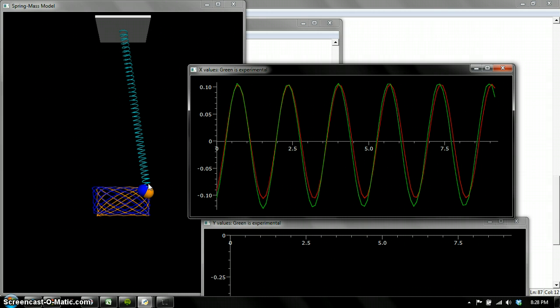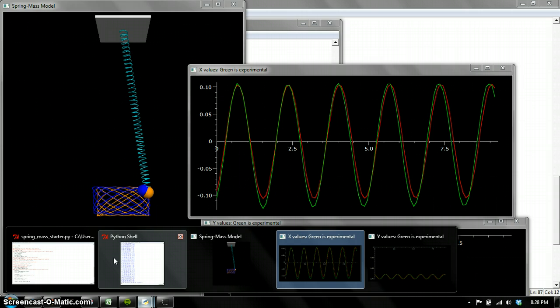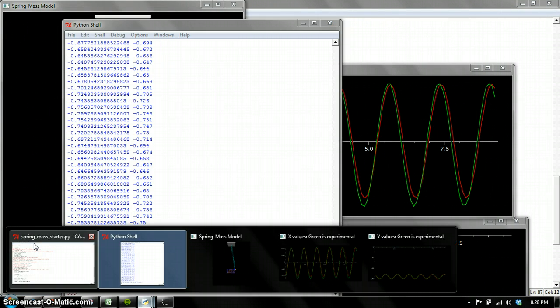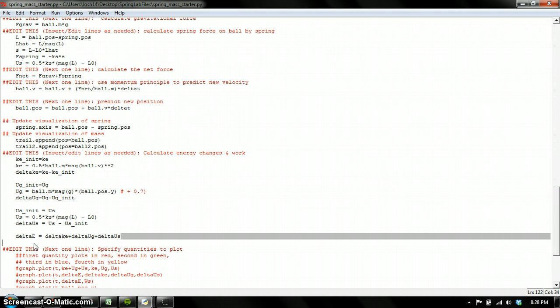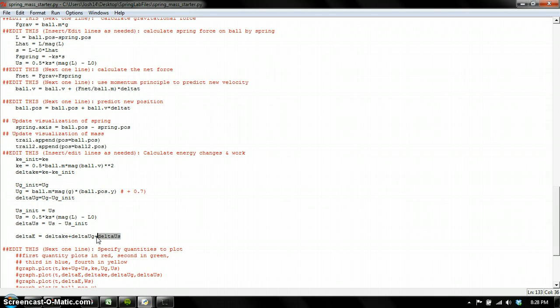The periods are different. So in this model, work was 0 because we used the change in spring potential also. So we assume that there's no work done. Realistically, there's probably some air resistance or loss of heat, but we assumed in all that work was 0.